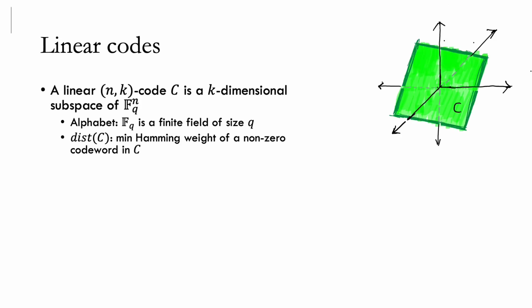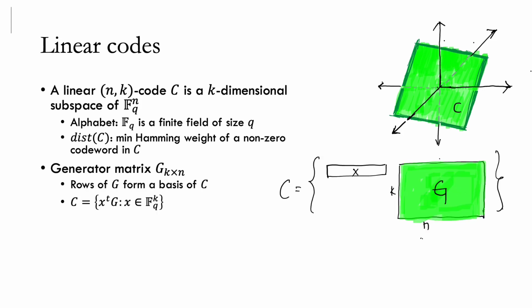Now, in most applications, we work with linear codes. A linear code is a k-dimensional subspace of some vector space F_q^n, where F_q is a finite field of size q. The distance can then be thought of as the smallest Hamming weight of any non-zero code word in the code.